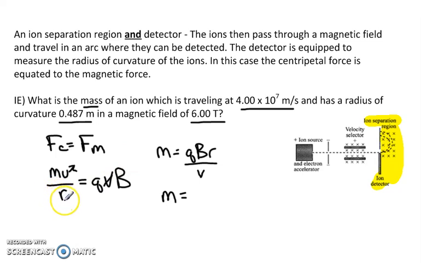I did not put it on here. We're going to assume it's the same ion, 1.6 times 10 to the negative 19 coulombs charged, as if this were a lithium ion.